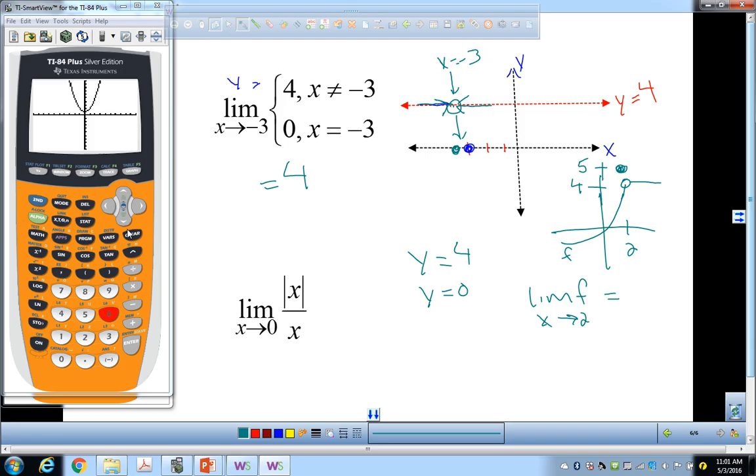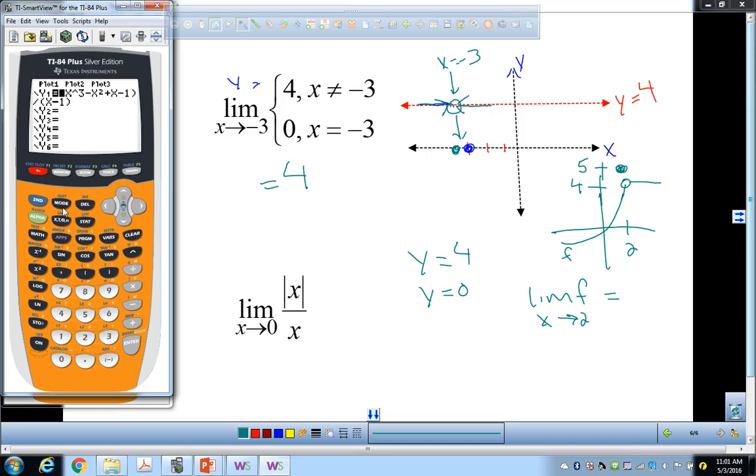Yeah, that one, if I graph y equals, let's do that. Math, number, absolute value. ABS. Absolute value of x divided by x. I want this. Y equals, insert parentheses, absolute value of x over x. I'm going to do a zoom 6.